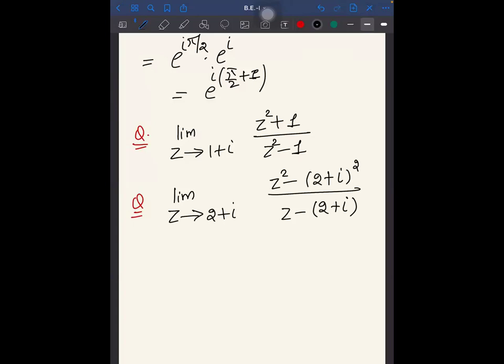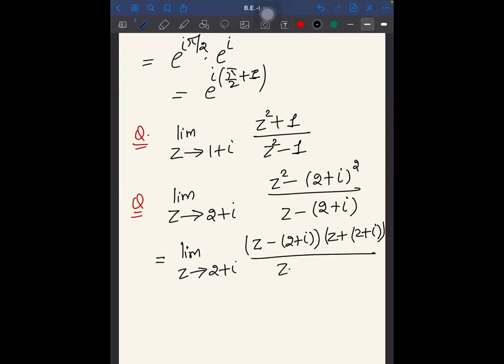Differentiate? We haven't done the differentiation part yet. So how are you going to do it? We'll take common and use the a square minus b square formula. Exactly. So we can write it as z minus 2 plus iota into z plus 2 plus iota.